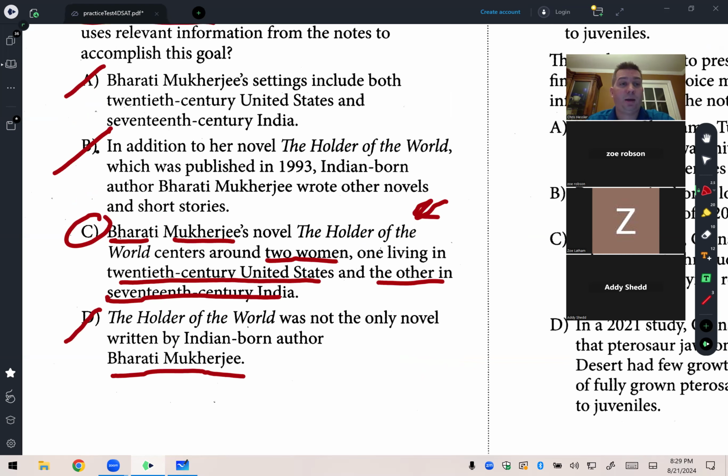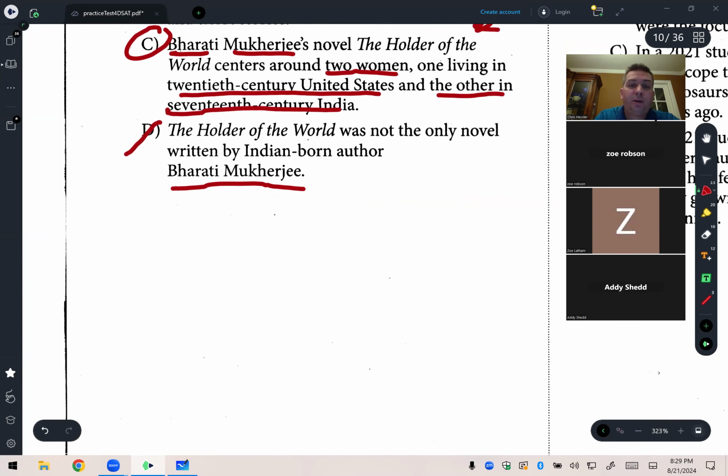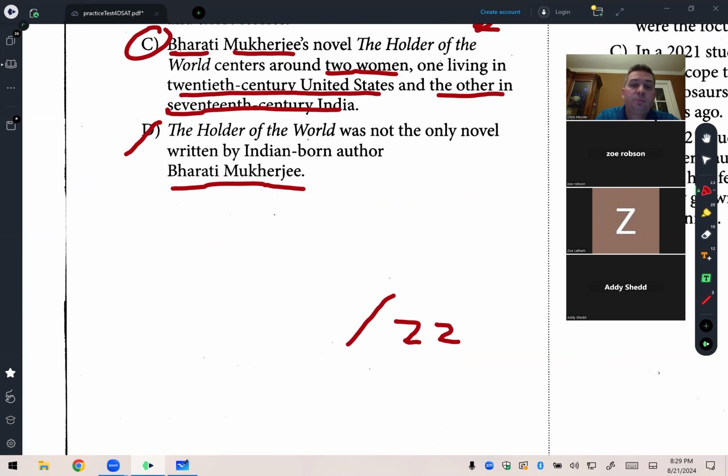That's pretty bad. Okay. All right, so we've only done 22 of them. So add up how many you got right out of 22. If you're getting approximately 10 or 11 of these, that would be a 500 English score.